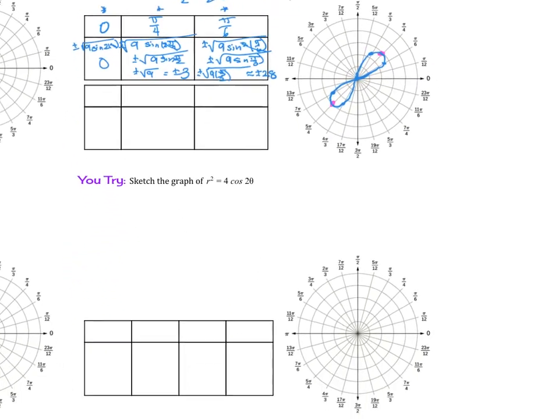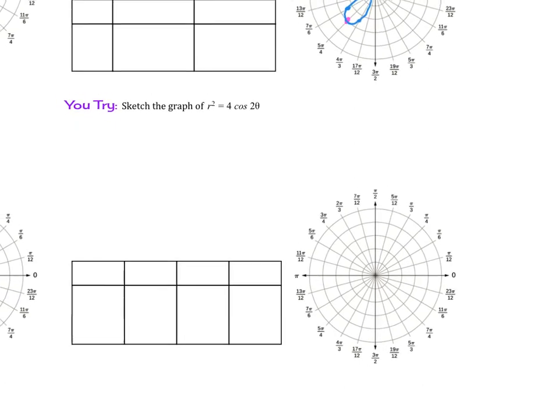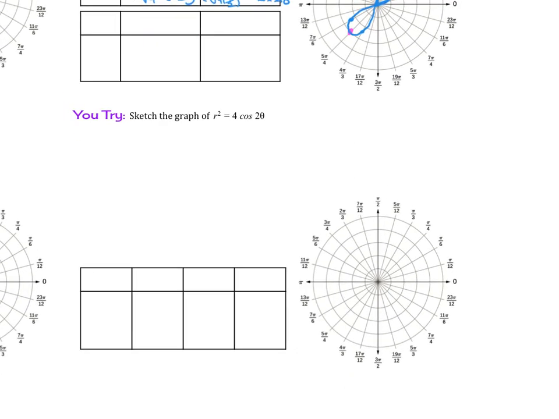So go ahead and try this next example: r squared equals 4 cosine of 2 theta.